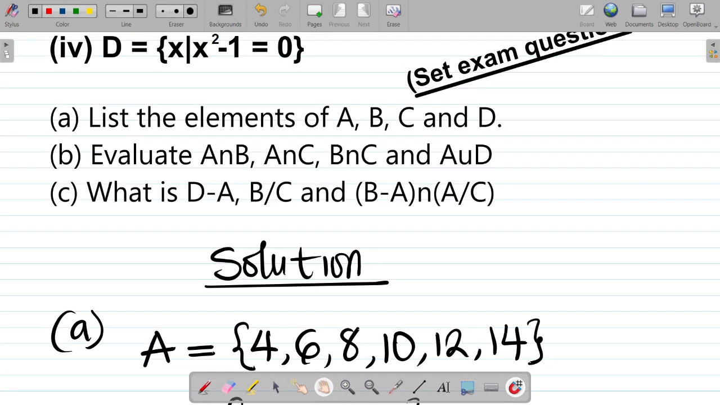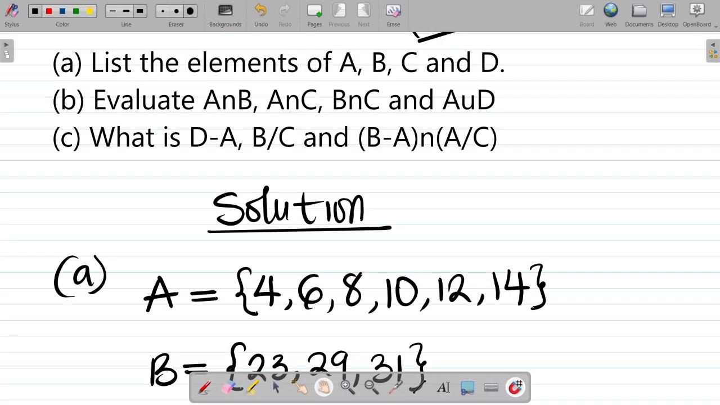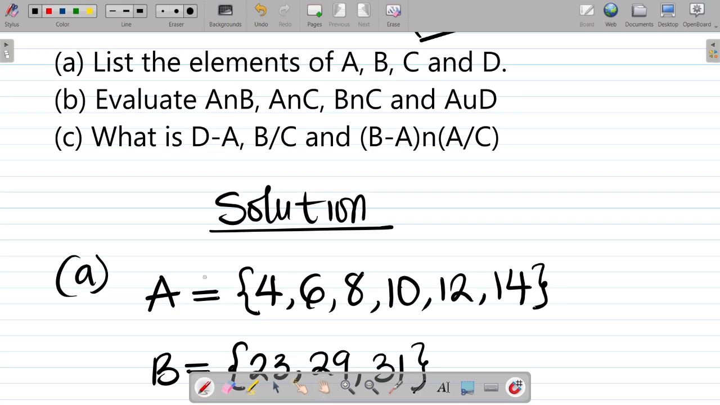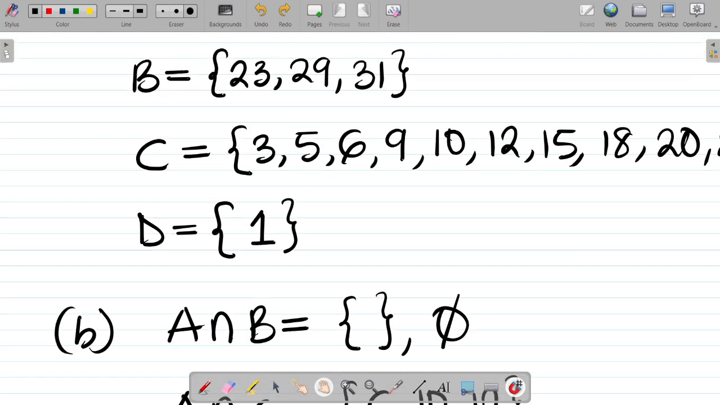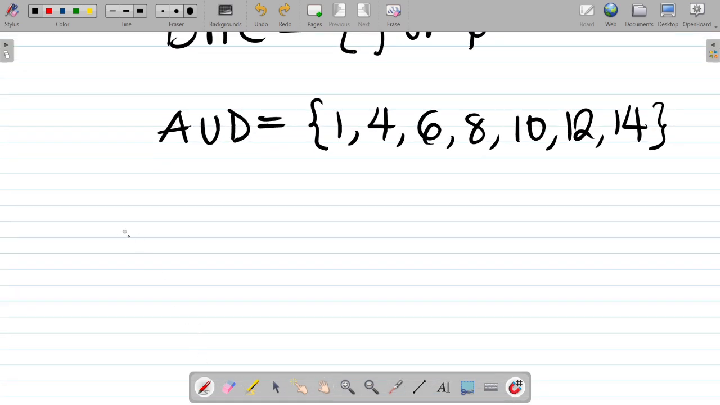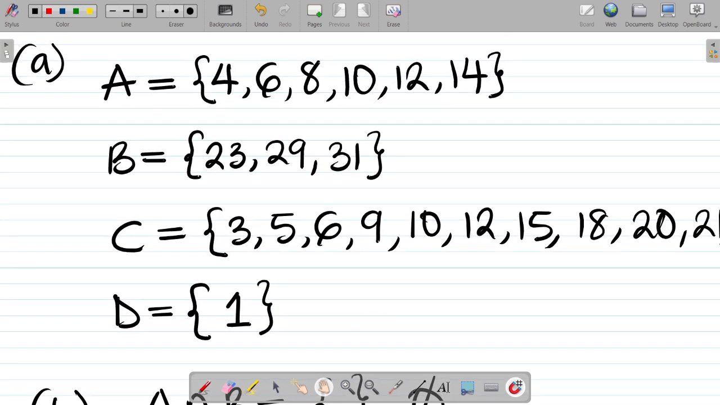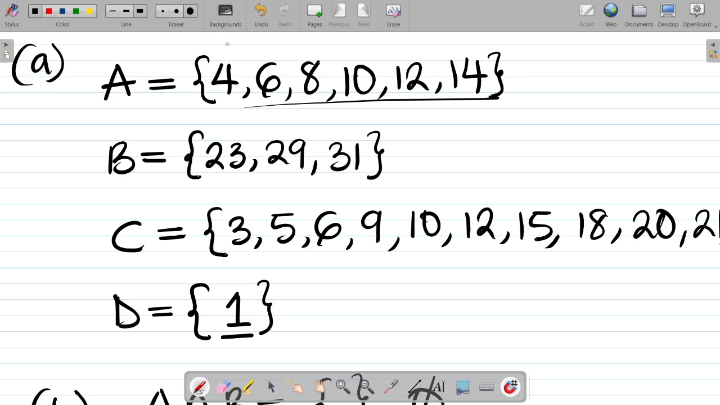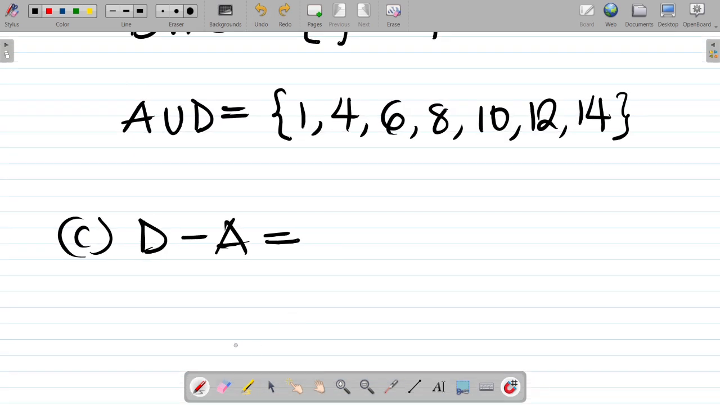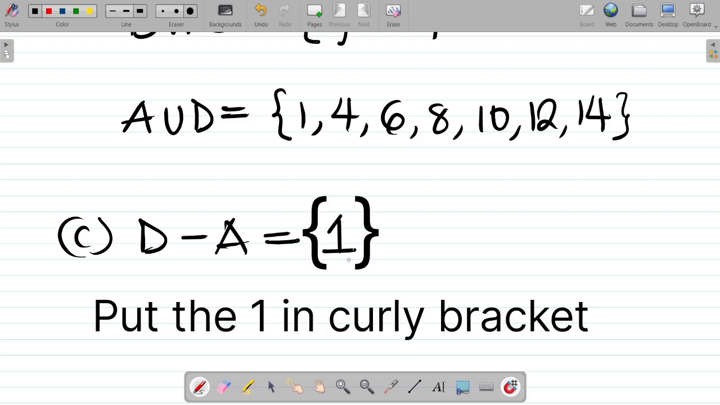So we're done with the B part. Let's get C. The C part says, what is D minus A? What D minus A simply means is, what element do you have in D that you do not have in A? In D, I have 1. 1 is not in A. So D minus A is 1, and that's literally all the elements in D. So D minus A is equal to 1.